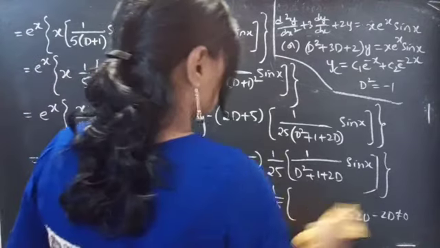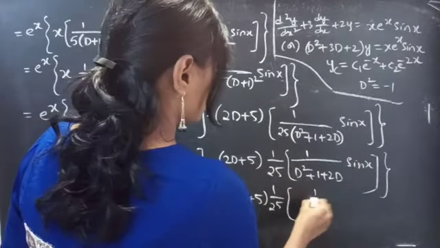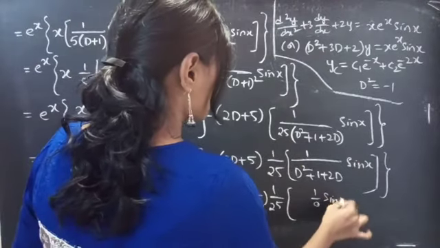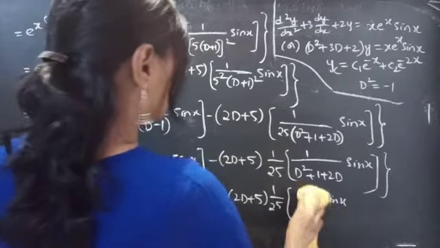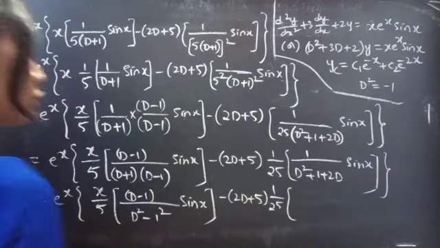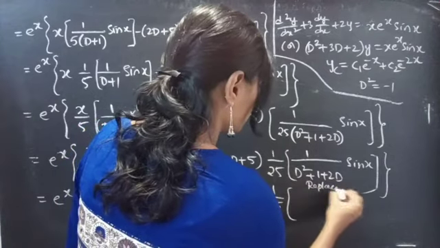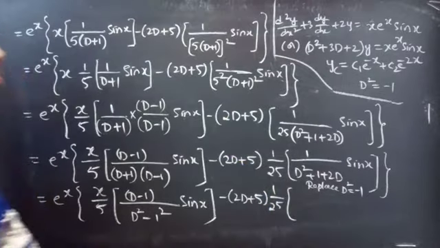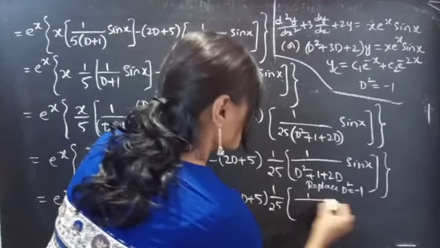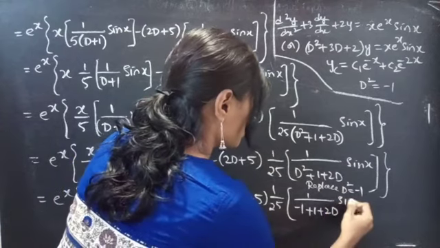If we get denominator 0, the term becomes 1 by 0 into sin x, and since 1 by 0 is undefined, the total term becomes undefined. So here the denominator is non-zero by replacing d square with minus 1, so we are going to replace d square with minus 1 here into sin x.